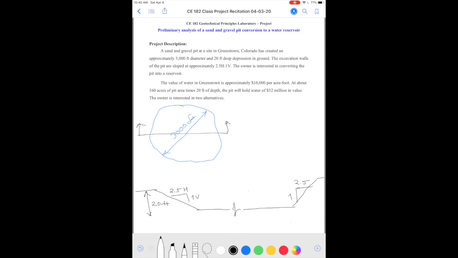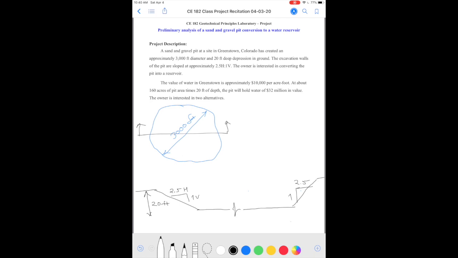And then the idea is that, the second paragraph says the value of water in Greenstown is approximately $10,000 per acre foot. So that's how typically the value of water is expressed. So if you have an area of 1 acre and it has a water that's 1 foot thick, then the volume is 1 acre times 1 foot, and that much water holds a value of $10,000 in Greenstown, Colorado.